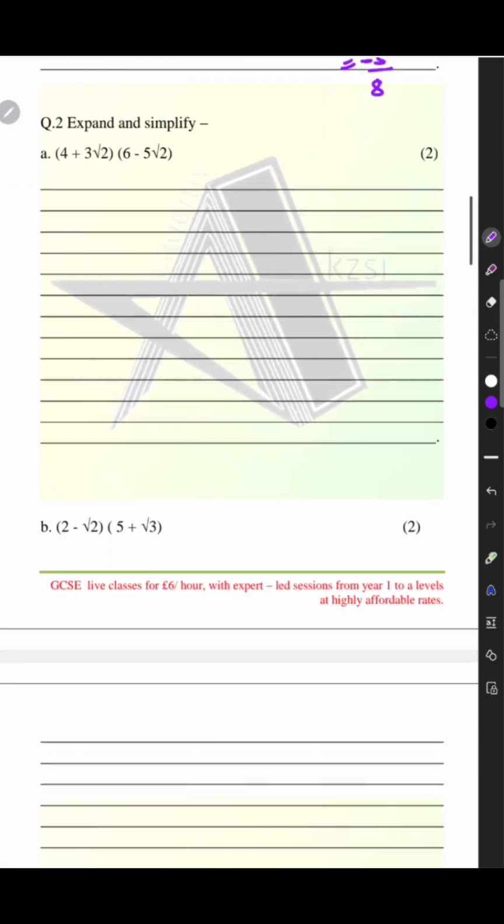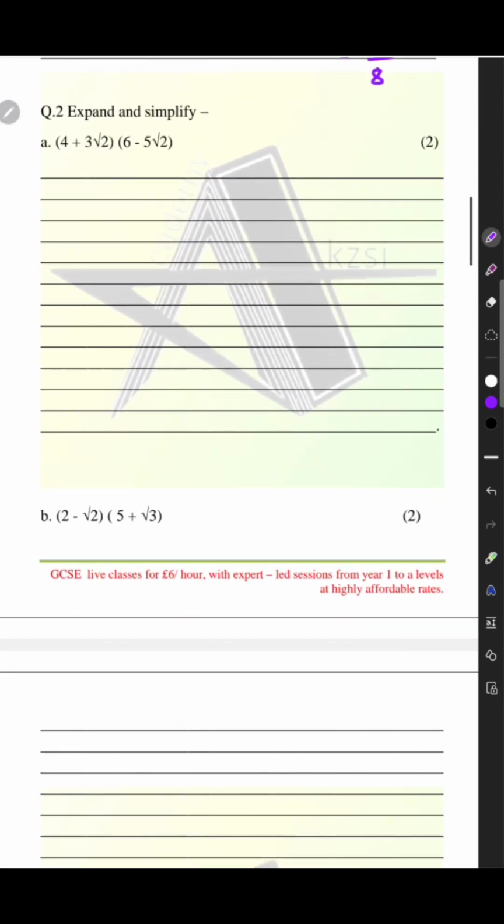Moving on to question number 2, which is expand and simplify. This is the basic expansion that you have seen in algebra also. That means multiply the first term with the first term, first with the second, second with the first, second with the second. That means every term of the first bracket you have to multiply with every term of the second bracket. That means 4 will be multiplied.